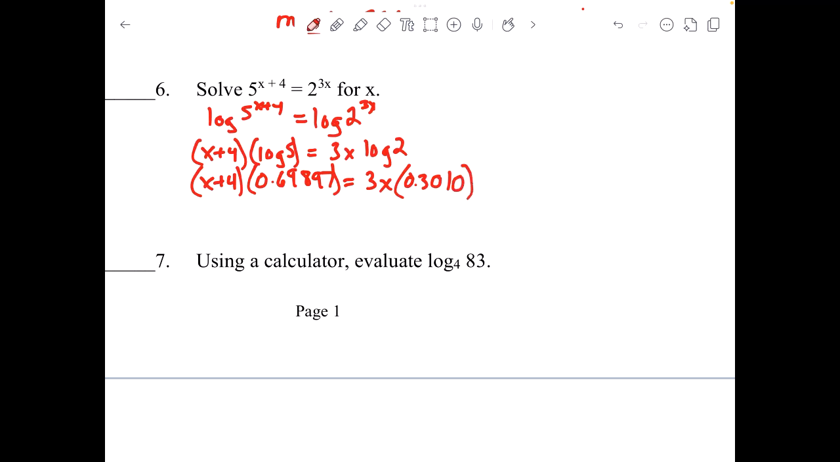Now distributing, I have 0.69897 times x plus 2.7959, and that is going to be equal to 0.9031. I'm using the exact values, that's why I have a slightly different number than just multiplying the 0.3010 by 3.